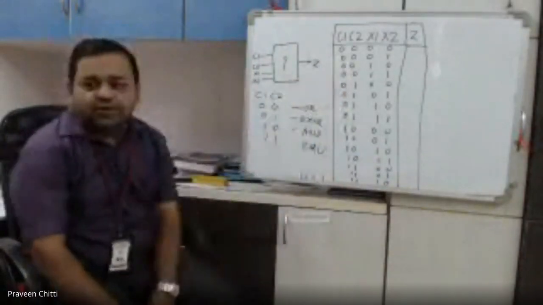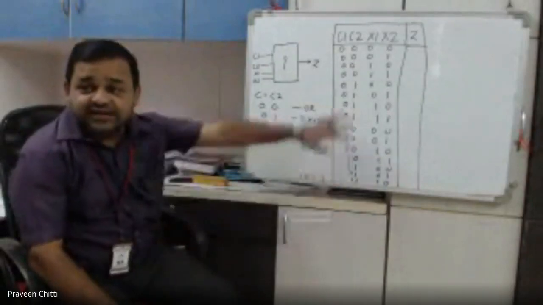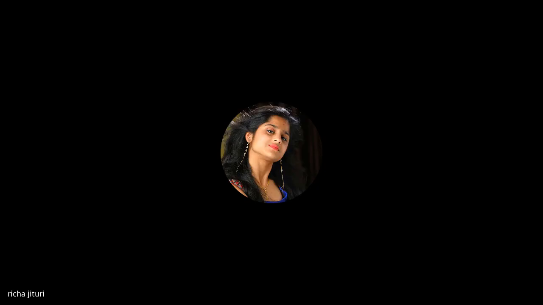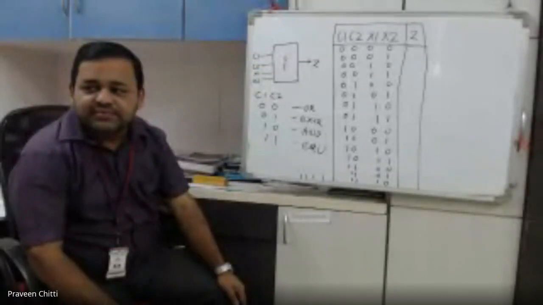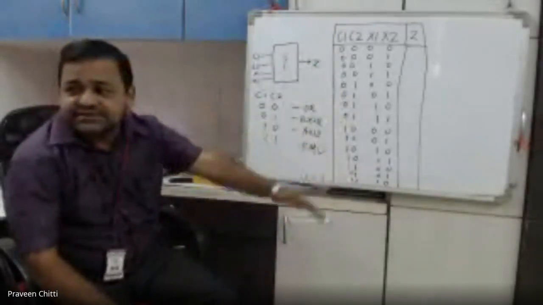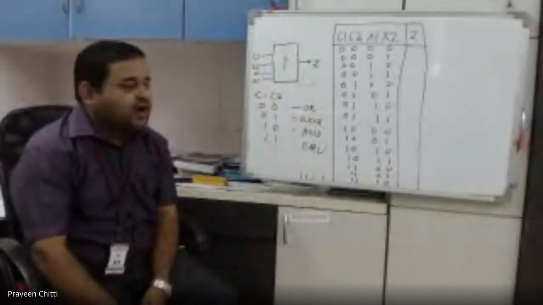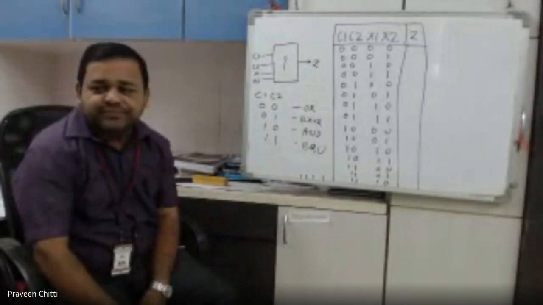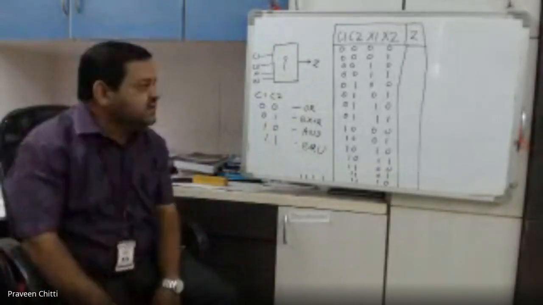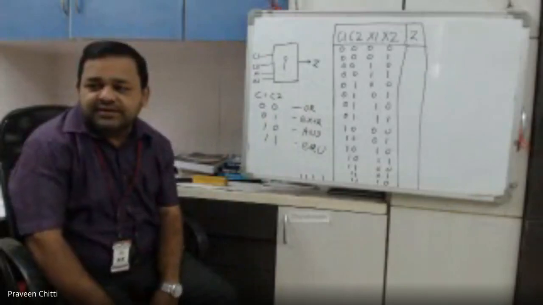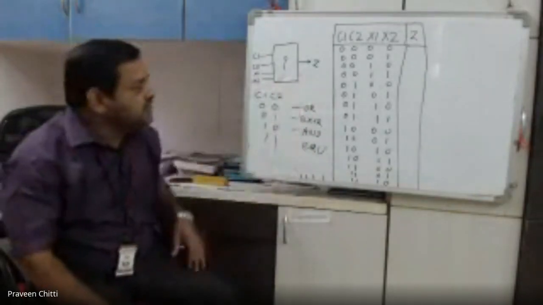Now you have to write the output. Is that clear? Yes, sir. Adnan, any doubt? No, sir. 16 combinations I have listed. The next important thing is to fill the output column. How should I fill the output column? That is the first question they ask: write the truth table. Now how should I fill the truth table?